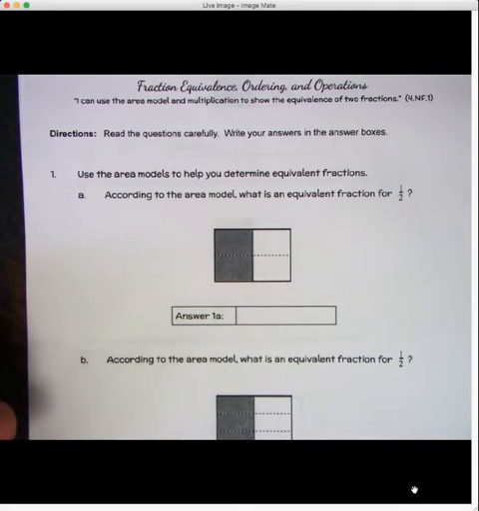Well, it's equivalent fraction time. Today's lesson, I think, is a bit easier than yesterday's lesson, actually, because it kind of lets you split the rectangles however you want to make equivalent fractions.